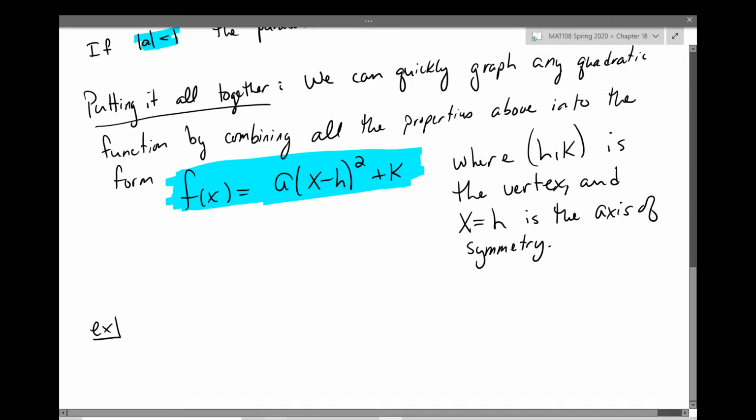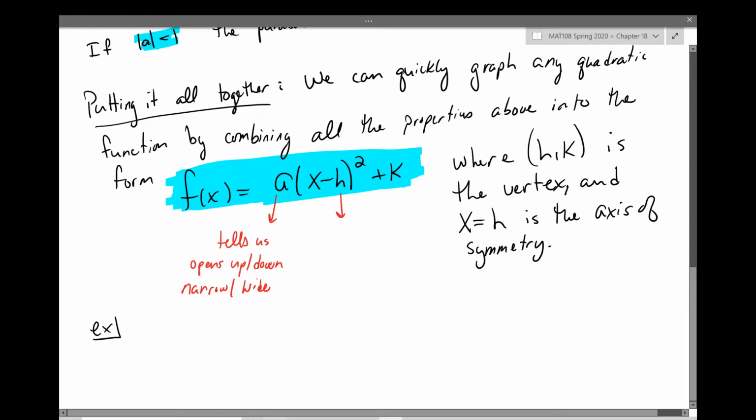All right, so here we go. I'm going to go left to right, okay? There's your A. This tells us opens up or down, narrow or wide. All right? That's how much information is stored in just that one coefficient.